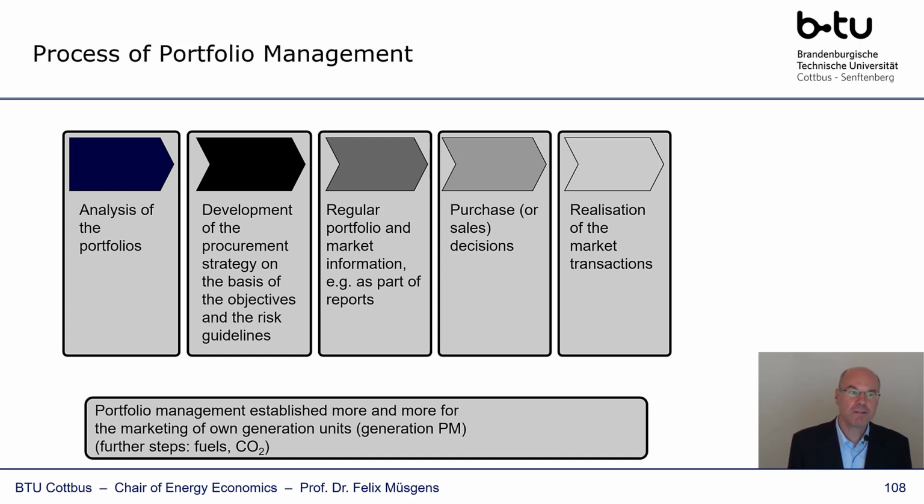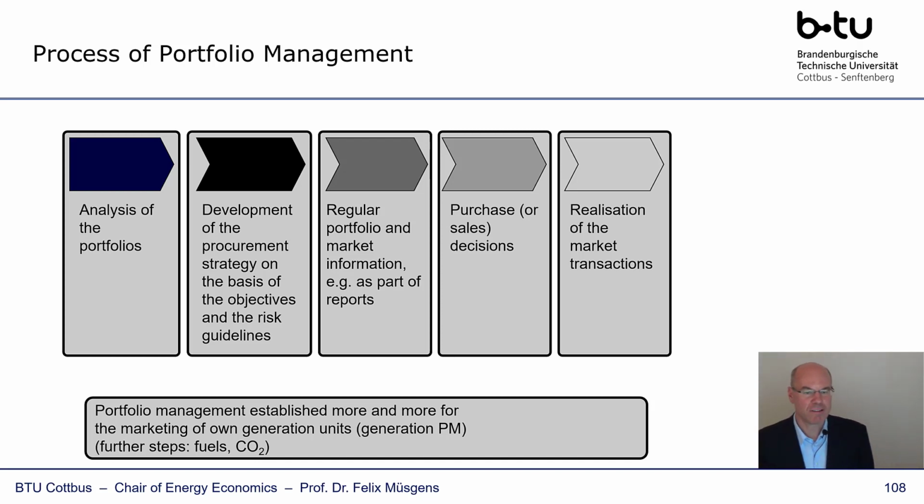How does the process go? We start with an analysis of the portfolio, then we develop the procurement strategy on the basis of the objectives and the risk guidelines. Then we have the regular portfolio and market information, for example, as part of reports, which we use to get the market sentiment and then to decide on purchase or sales decisions. And once the decisions are taken, they have to be implemented, so we do the market transactions.